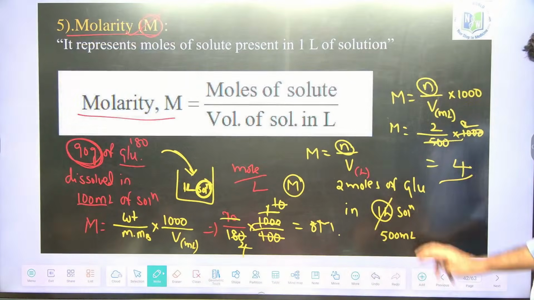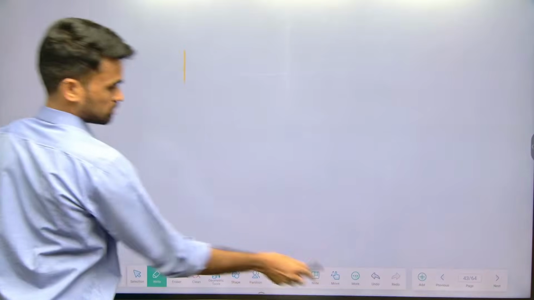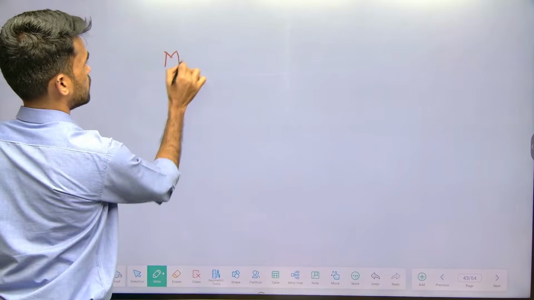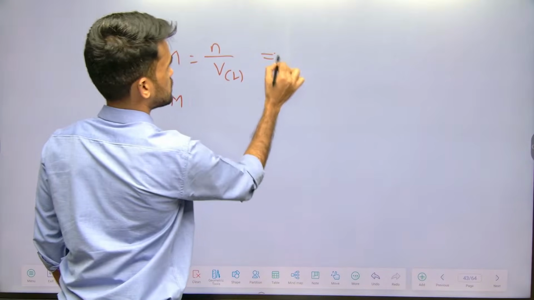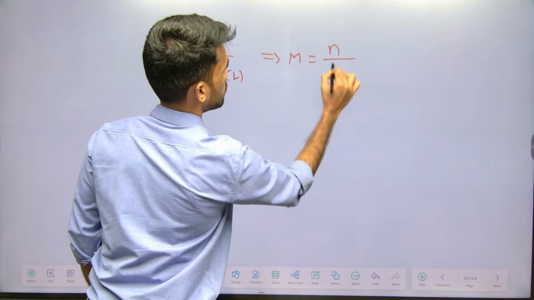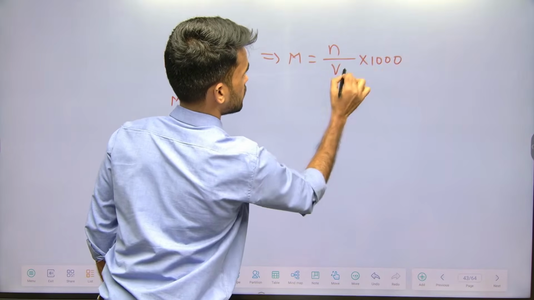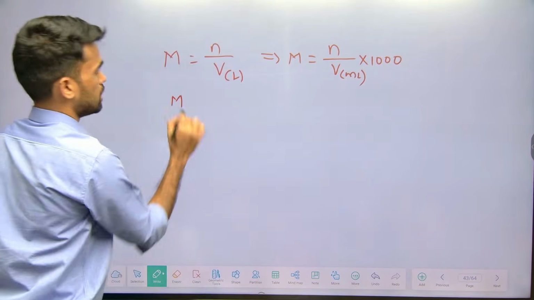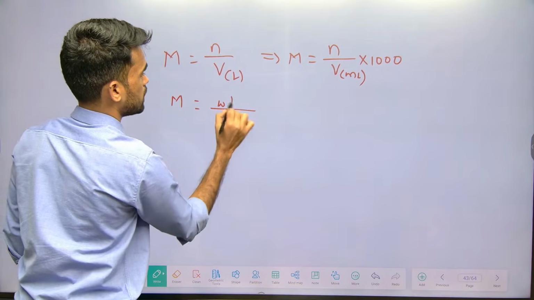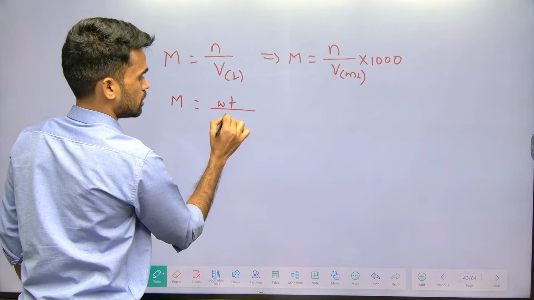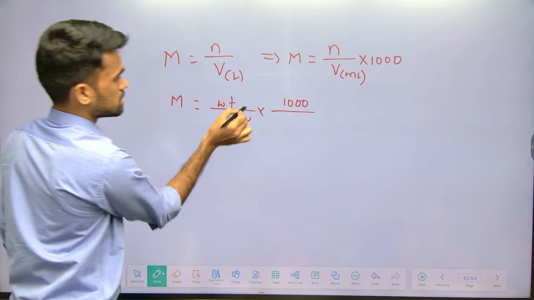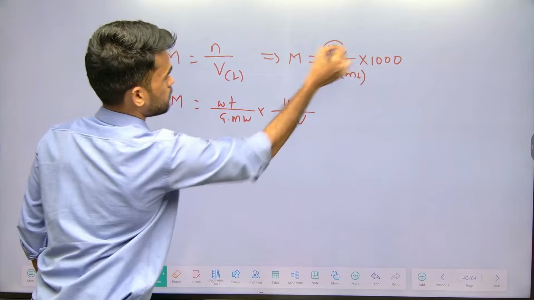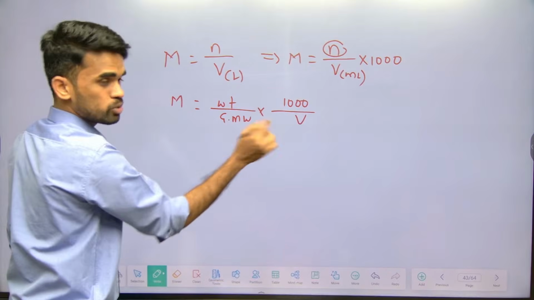After this, what is the formula I have given? First formula, N by V in liters, or this can also be written as N by V 1000 when I am expressing this in ml. So now I am writing this as weight by gram molecular weight into 1000 by V. See, this N I am writing like this. Okay, up to here it is clear.